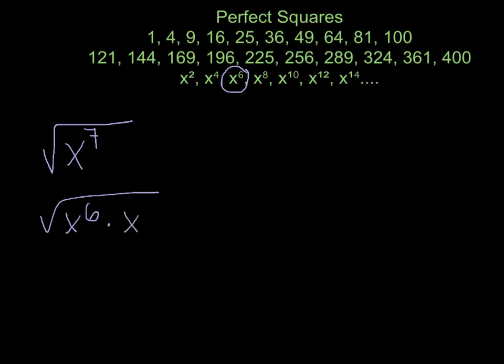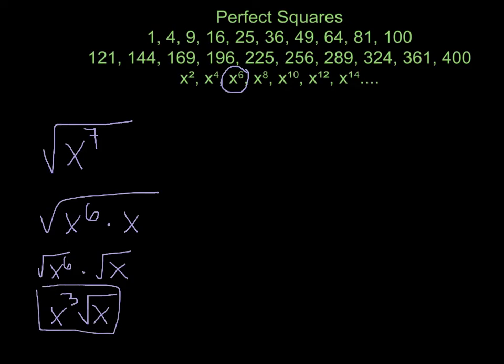It's just x. So now we can take the square root of both of them, the square root of x to the 6th times the square root of x. And the square root of x to the 6th, remember you just cut that in half, so it's x to the 3rd times the square root of x. So the square root of x to the 7th simplifies to x to the 3rd times the square root of x.